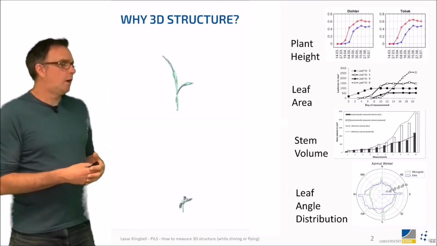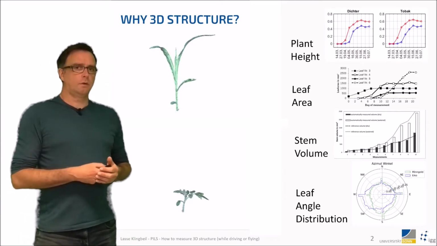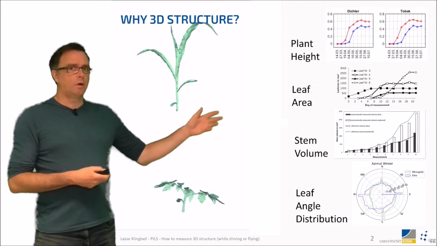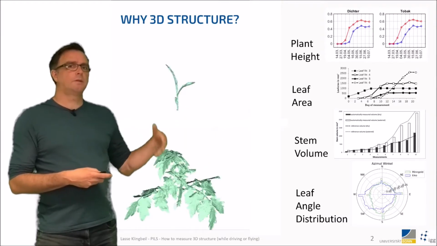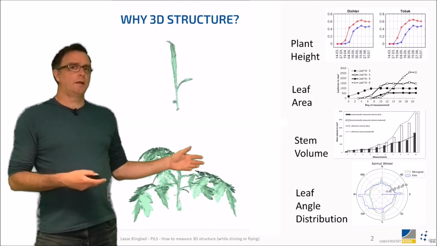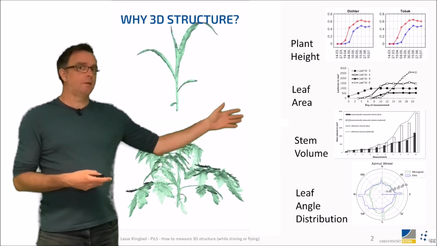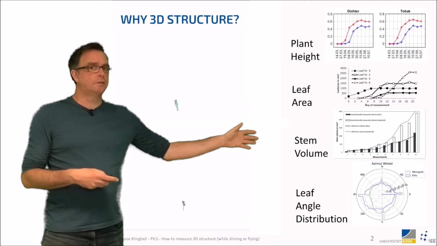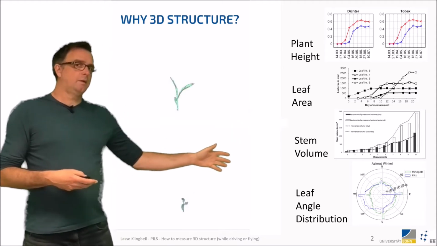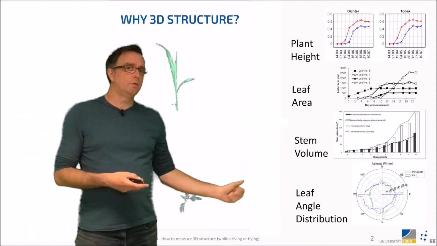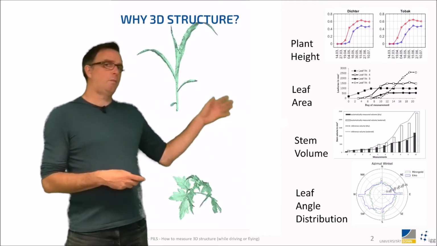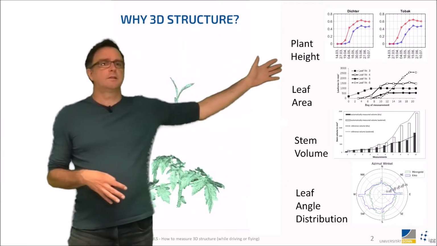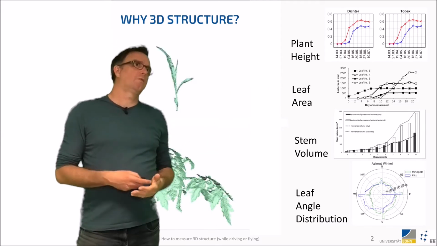I just have again an example from agriculture where we observed these tomato plants or maize plants over time, and then you can generate different things like the development of the leaf area and the stem volume. You can potentially estimate the leaf angle distribution, which in this case was from a soybean field, or you can estimate the plant height, as in this example, which has been taken from a wheat field.